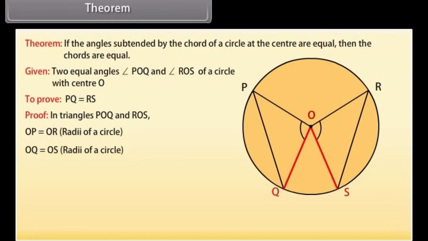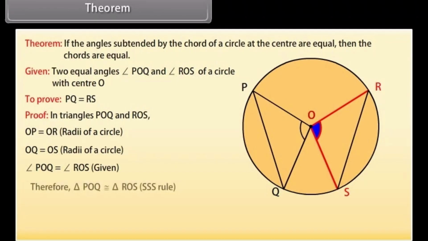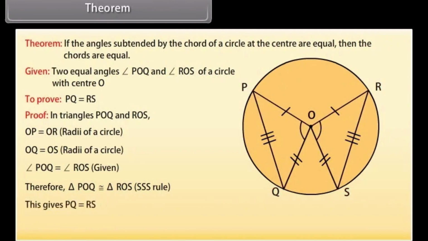OQ is equal to OS. These are also the radii of a circle. Angle POQ is equal to angle ROS, given. Therefore, by SAS congruence rule, triangle POQ is congruent to triangle ROS. This gives PQ is equal to RS, because corresponding parts of congruent triangles are congruent.